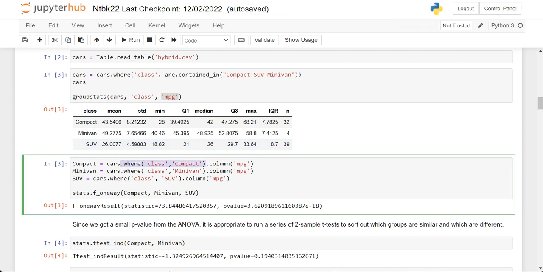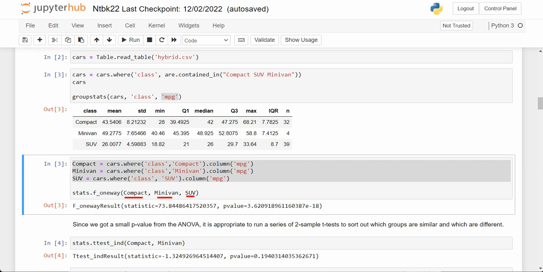Now we're doing where class is compact, .column MPG. So once again, hypothesis testing requires array data, not table data. So the first thing I've got to do is create an array for each of the classes. The first one is compact, then for the class minivan, which is second, again .column MPG gets me array data for the minivans, and then I can do SUVs last, .column MPG. So this is going to get three arrays, and then stats.f_oneway. So what do I do here, right? I just put in the names of the three different arrays.